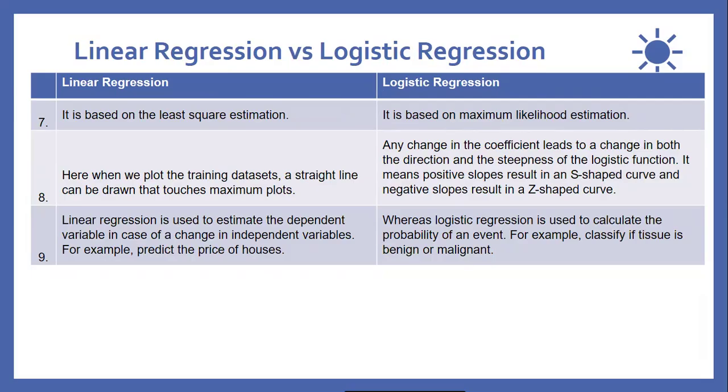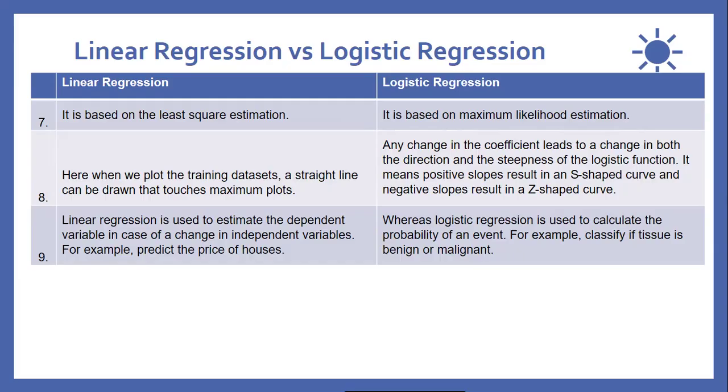Moving on, linear regression is based on the least square estimate. Logistic regression is based on maximum likelihood estimation. In linear regression, when we plot the training dataset, a straight line can be drawn that touches maximum plots. In logistic regression, any change in coefficient leads to a change in both the direction and steepness of the logistic function. It means a positive slope results in an S-shaped curve and a negative slope results in a Z-shaped curve.